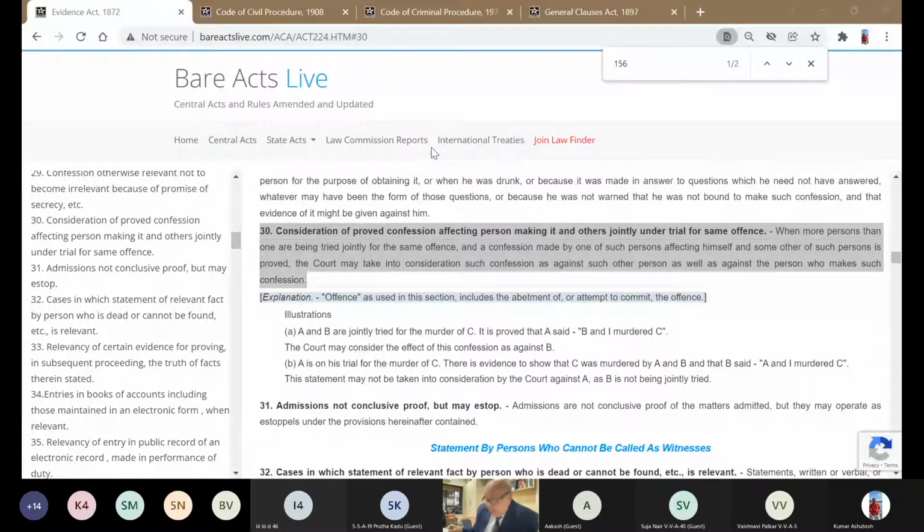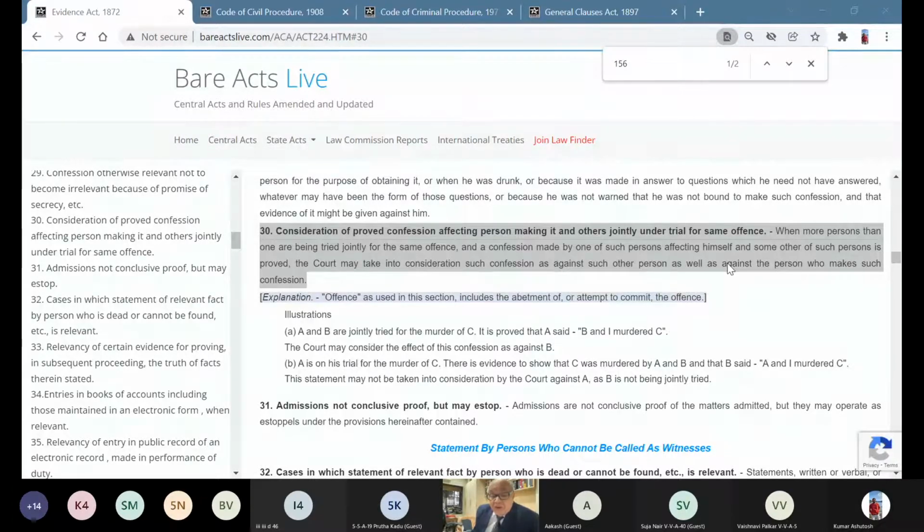For that, I'll tell you the illustration. When more persons than one are being tried jointly for the same offense, take for example murder, and a confession is made by one of such persons affecting himself, he must concede that I participated in the crime, affecting himself, and some other such person is proved. So along with me, Mr. B also was there in the crime when we committed the murder of Mr. A. Then the court may take into consideration such confession as against such other person as well as the person who made the confession. Then only the confession is accepted.